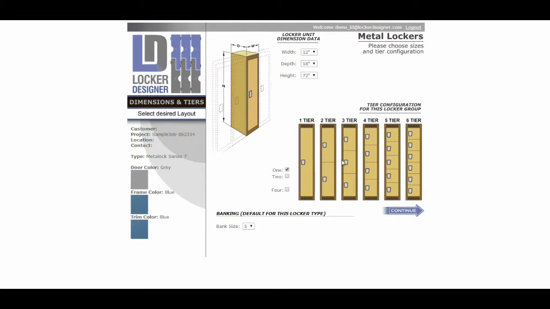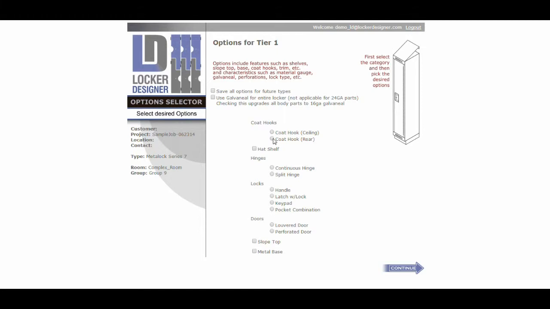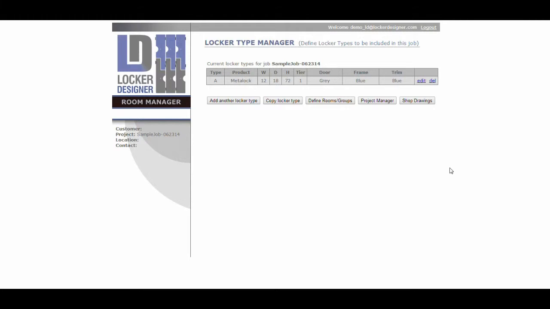We're just going to select a single tier. Notice it puts the bank size in. We'll hit continue, and we'll say we want a hatch shelf, a split hinge, keypad, perforated door, slope top, and metal base. Okay, so we have defined our locker type, its color, its characteristics.